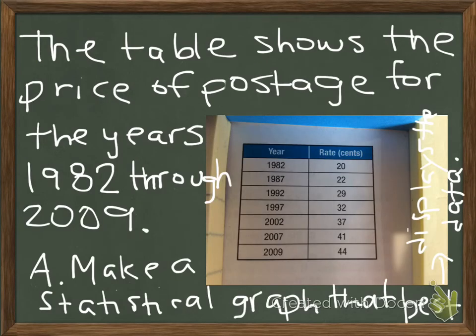And then here we have a table. We're trying to think of what would be the best way to describe or display this data. This is talking about the postage stamps for the years 1982 through 2009. I think the best way to display this data would probably be a line graph, where we would just plot points and then draw a line through it. So you might want to set up your graph.